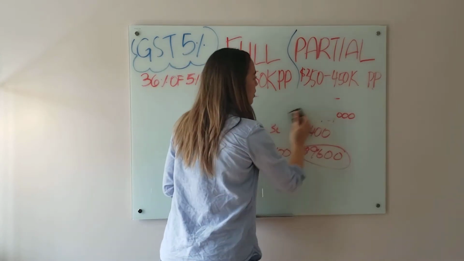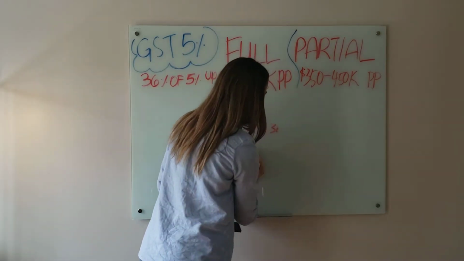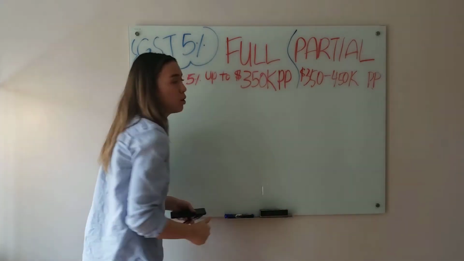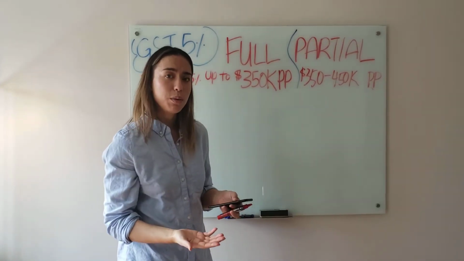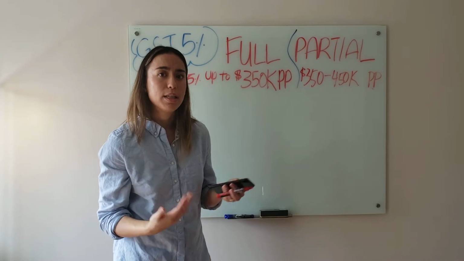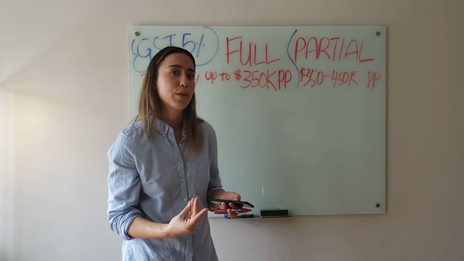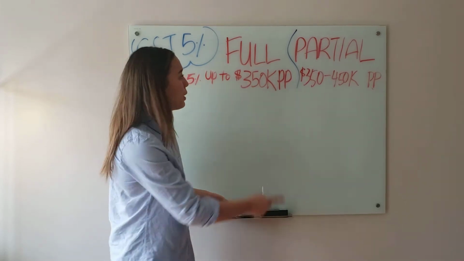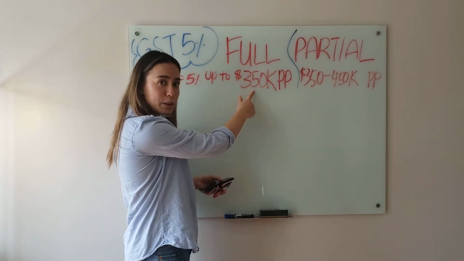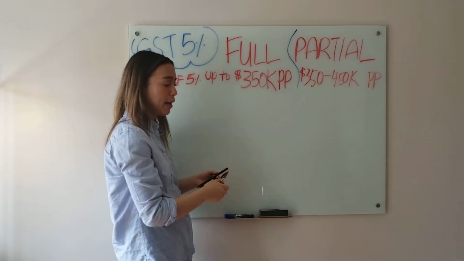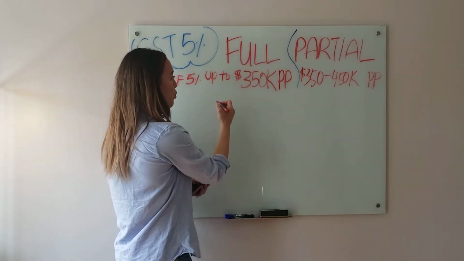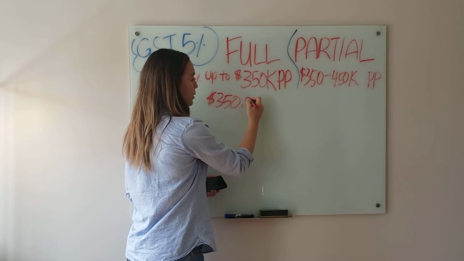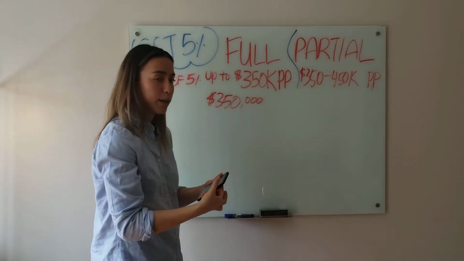So let's take another example. The maximum amount that you would be able to qualify for is $6,300. That $6,300 rebate is the maximum amount because it's calculated on the maximum purchase price for the full rebate. So in this situation, you have a $350,000 purchase price.